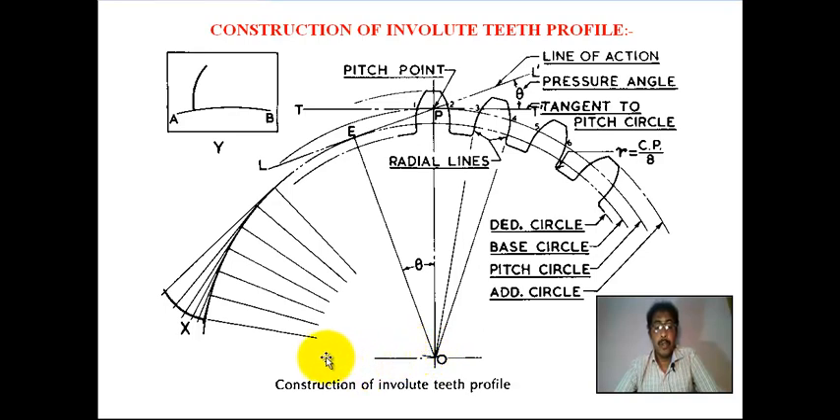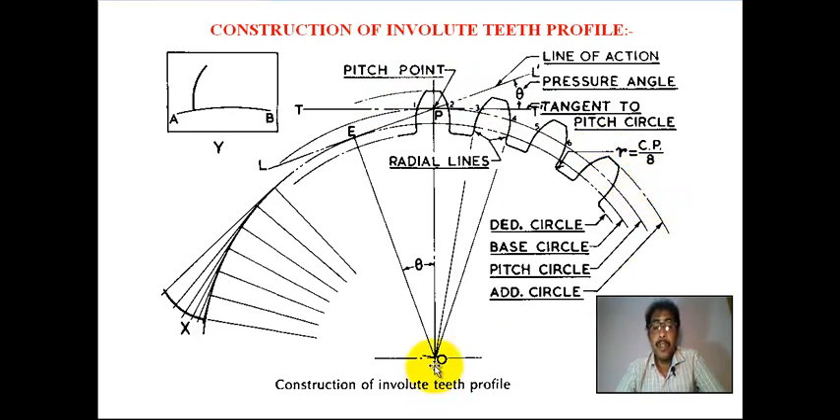First we draw the horizontal x-axis center line, and the vertical y-axis, this is the center line. Now with a larger pencil compass, we take the addendum circle radius, pin pointer of the pencil compass at point O, and draw the addendum circle. This is the addendum circle.